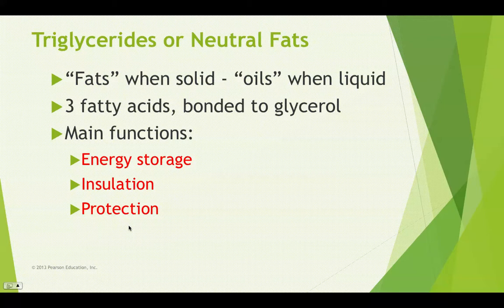Also, it forms protection. So the adipose tissue that is in our body, we don't see the pockets of fat that are inside our body typically, but there's fat pads around your eyeballs in their orbits that protects them from trauma. There's also fat pads around our kidneys, which protects them as well, and in many other places.